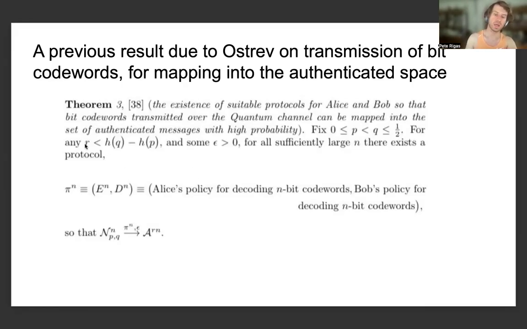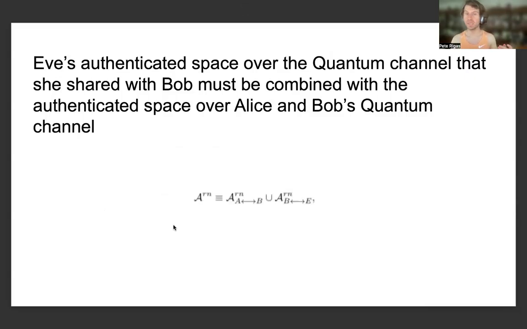We have some type of strict upper bound on the bit transmission rate depending upon the difference of these two entropy terms, and it's asserting that there's a protocol, identically equal to Alice's policy for decoding n-bit cohorts as well as Bob's policy for decoding n-bit cohorts, so that from script n of PQ, you can map into the authenticated set of all bit cohorts with high probability for finitely many bits little n. And Eve's authenticated set over the quantum channel that she shares with Bob must be combined with the authenticated set of all bit cohorts over Alice and Bob's quantum channel.